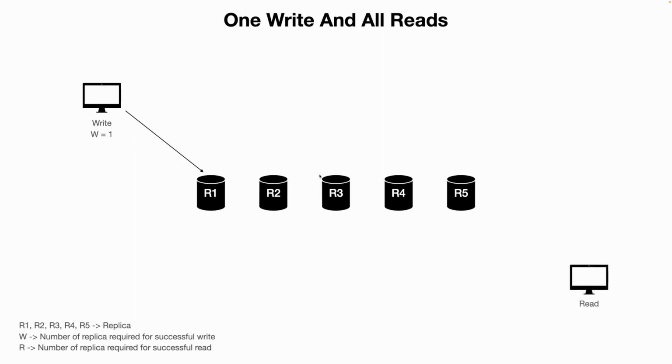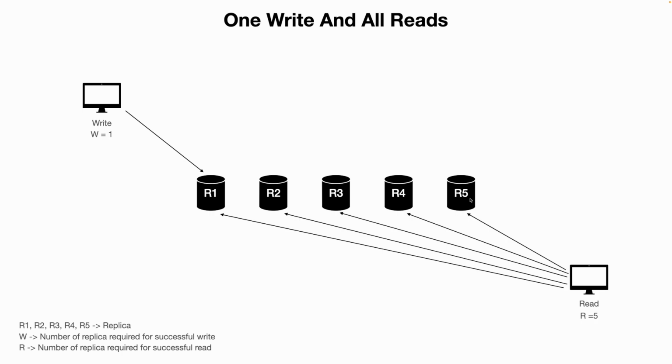Now for the read we have to do extra work. Here we configured r is equal to 5, so we need to read from all the databases. If for any read request we get a failure, we need to mark the full request failed. This configuration we can use for a high write transaction system where writes are mostly happening.